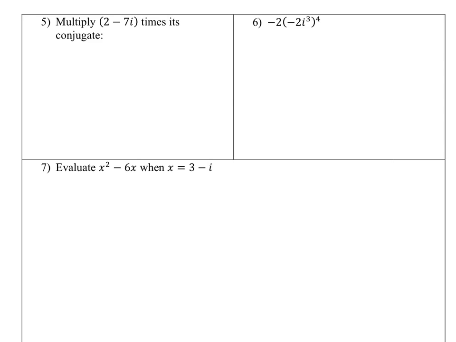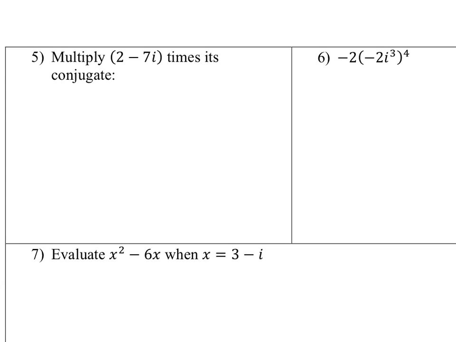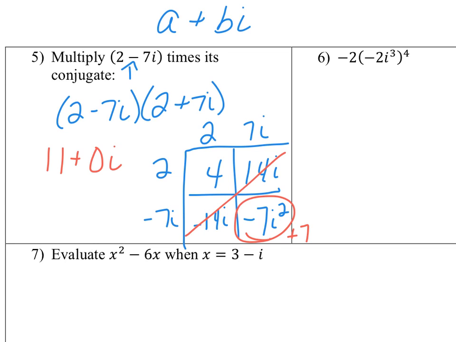But this one you do have to be careful. It says multiply 2 minus 7i by its conjugate, and remember we do have to leave it in a plus bi form. So the conjugate is where you change the middle sign. So 2 minus 7i is that. So we have to multiply that times its conjugate, which is 2 plus 7i. And then you just double distribute and you're good to go. So try that out, and we'll come back in just a second.